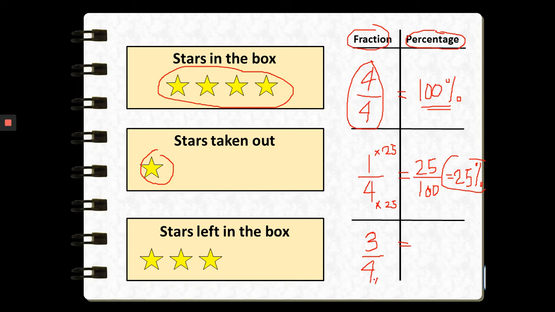Now let's proceed to the stars left in the box. 3/4, we multiply 4 by 25 to make it 100. And then 3 times 25 is 75. Now we have the denominator 100 here, so it will be easier for us to identify the percentage, which is 75%. Right. So that means the percentage of the stars that was taken out is 25% only, and 75% was left in the box.